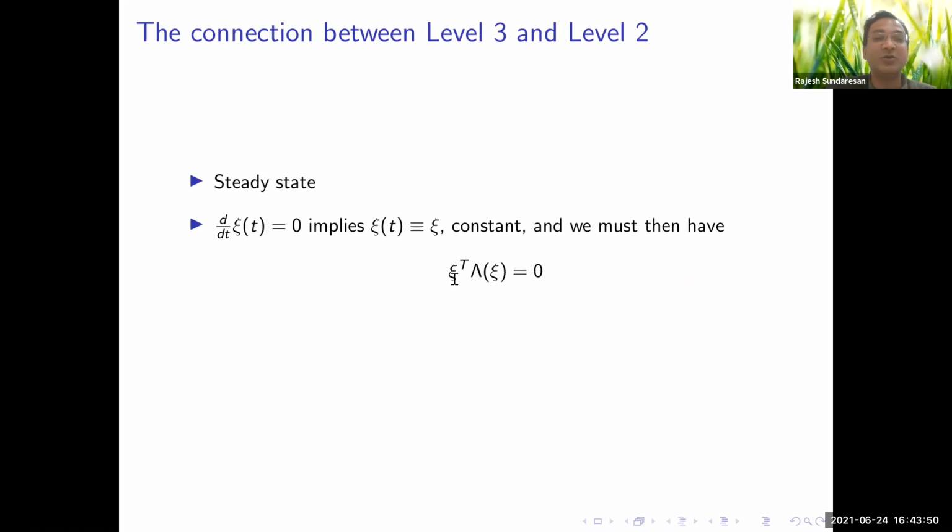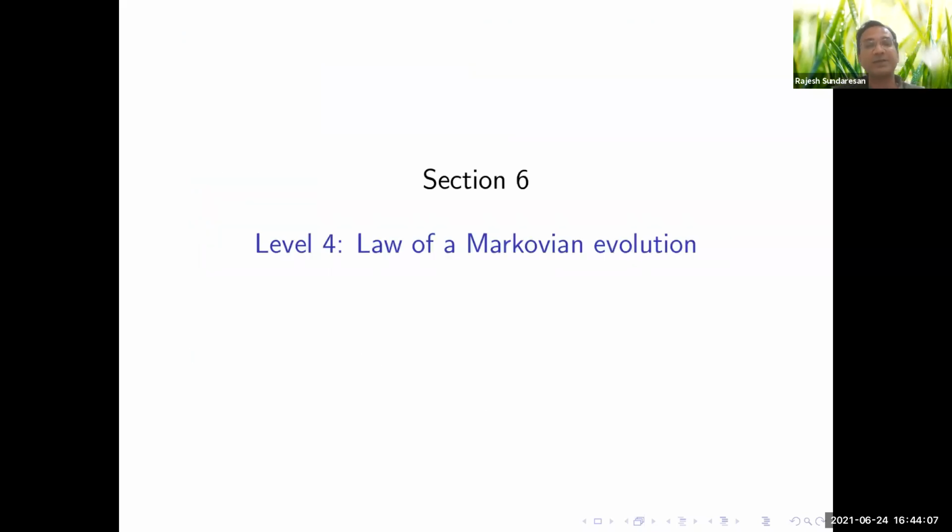But dξ/dt is also ξ(t) transpose Λ(ξ(t)) if it is a level 3 fixed point. And therefore, we just plug in ξ(t) equal to ξ, and that must be equal to 0, which you will recognize was the condition for a level 2 fixed point at the level of distributions. This is the ψ for level 2.